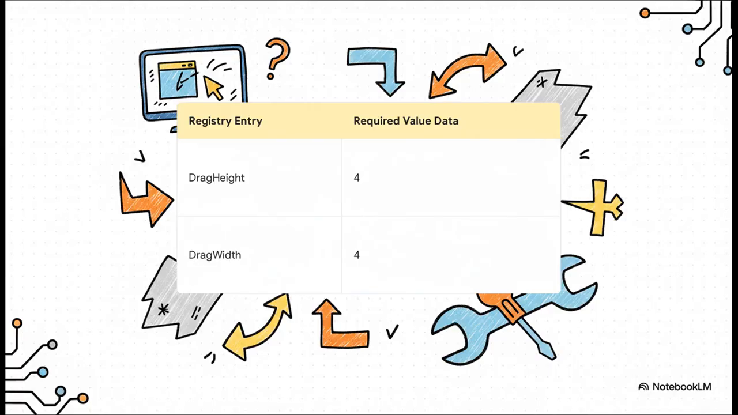Once you're there, on the right-hand side, you're looking for two specific values: DragHeight and DragWidth. Just double-click on each one and make sure its value is set to 4. That's the default. If you see some other number, change it to 4, click OK, and then you'll need to restart your computer for the change to take effect.